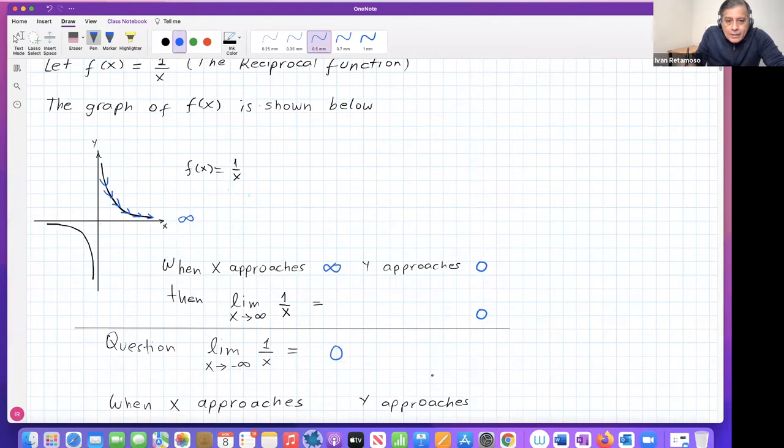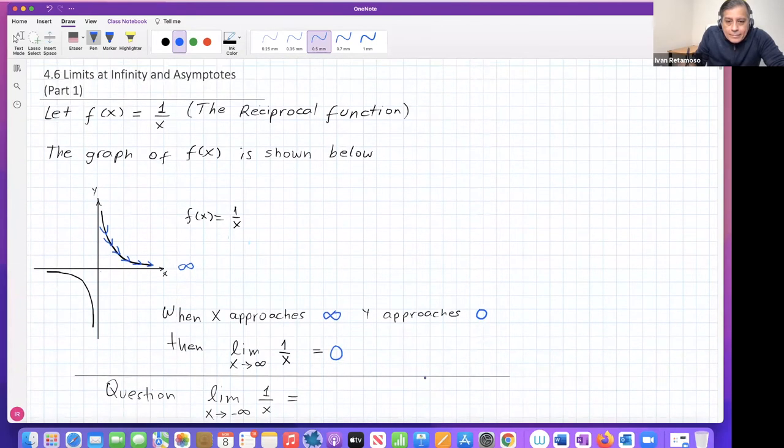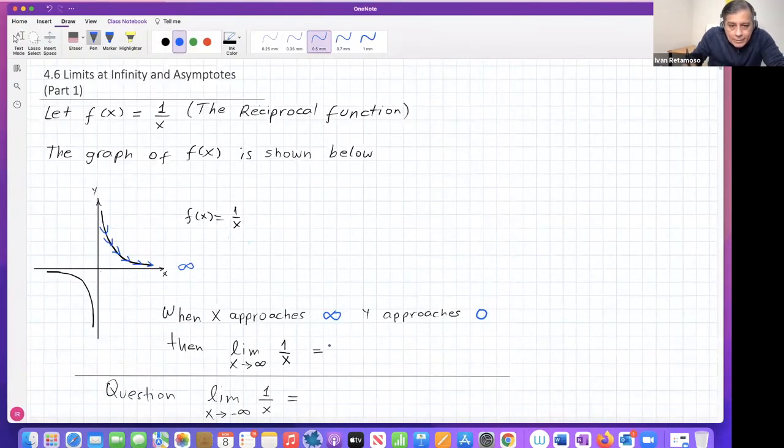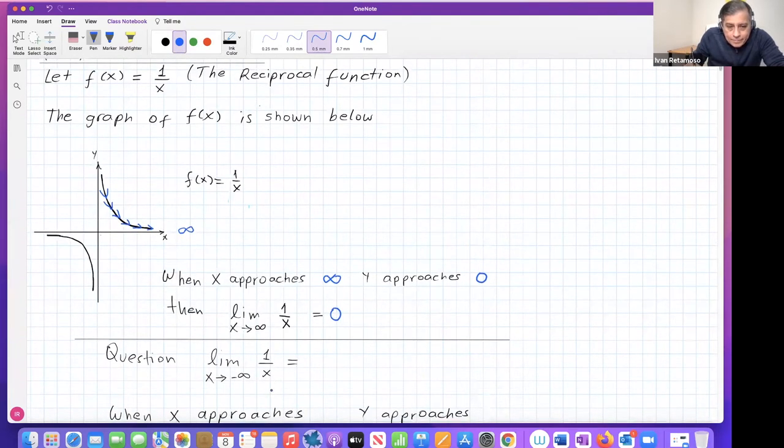Now I have a question for you guys. What will happen if I approach, input-wise, minus infinity? We said that this is zero, but now what will happen if I approach negative infinity, meaning if I go in this direction? Where are the y values going? What do you think? Anybody could tell us in the chat or verbally? What y value is it getting closer and closer to?